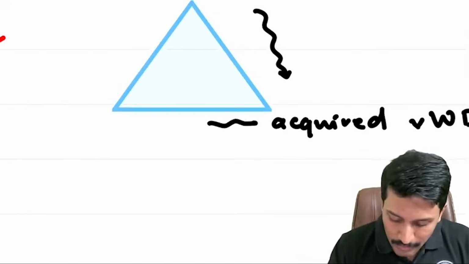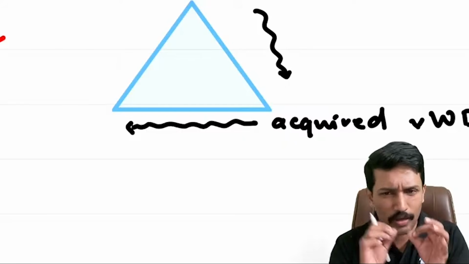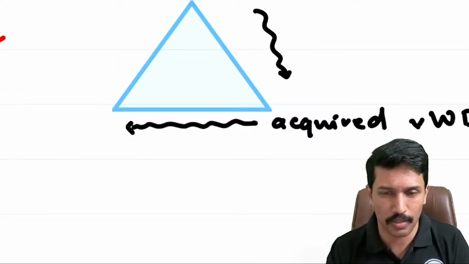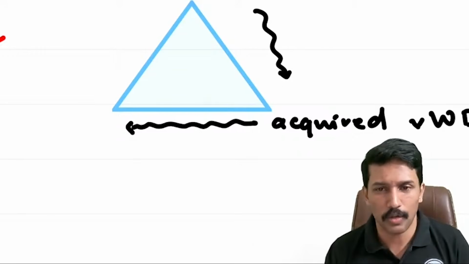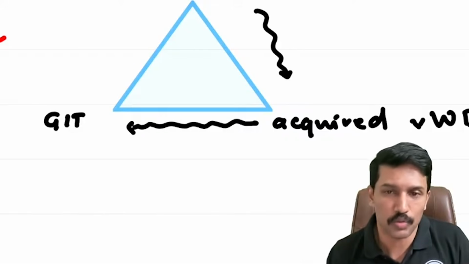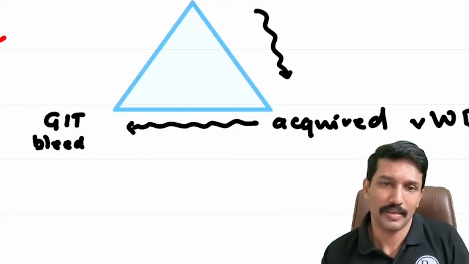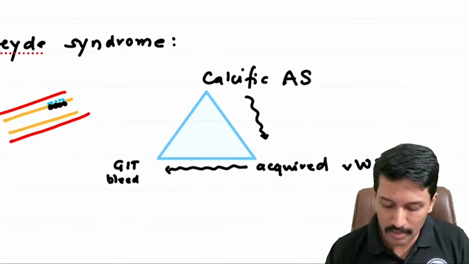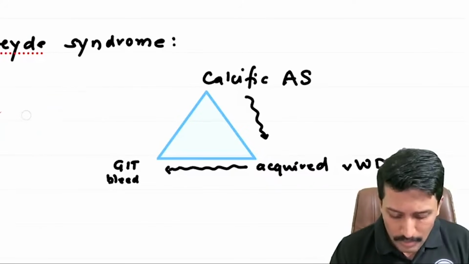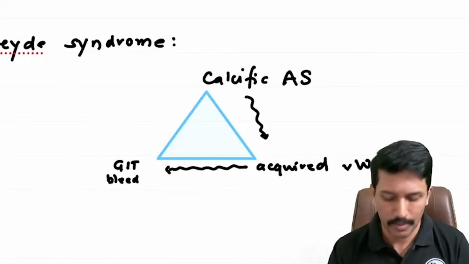And many of us may have some arteriovenous malformations in the GIT, where micro injuries keep happening, but the platelet adhesion prevents further blood loss. But now that I have acquired von Willebrand disease, I may not be able to prevent bleeding in those GIT areas, and I end up developing gastrointestinal tract bleed. So when these 3 things come together, we call it Heyde syndrome. Not seen in all aortic stenosis patients, but at least few of them may develop it, right?